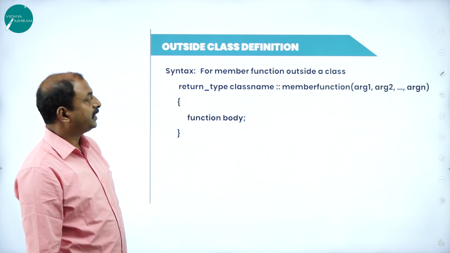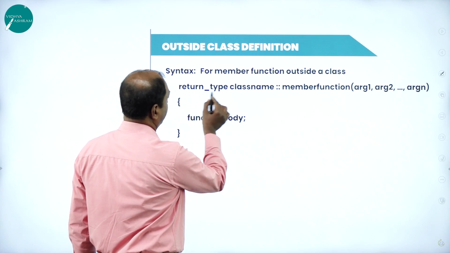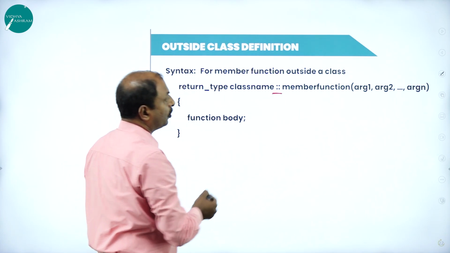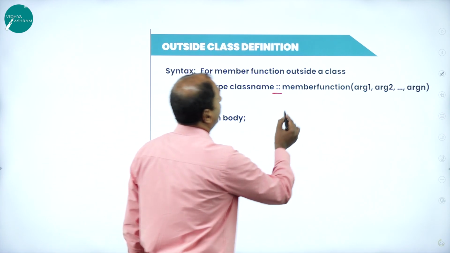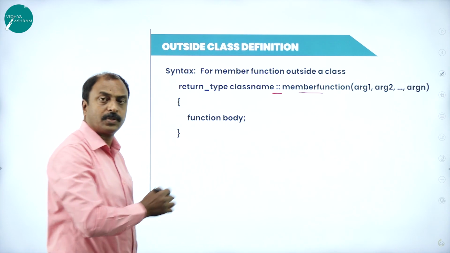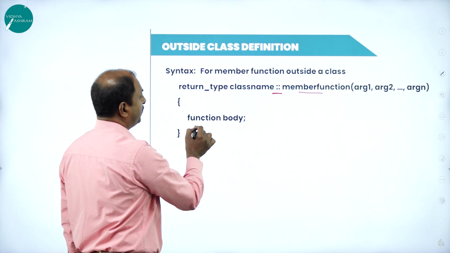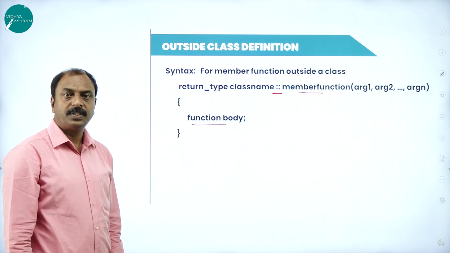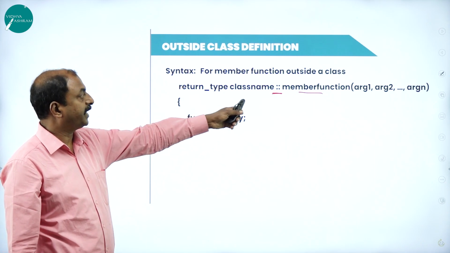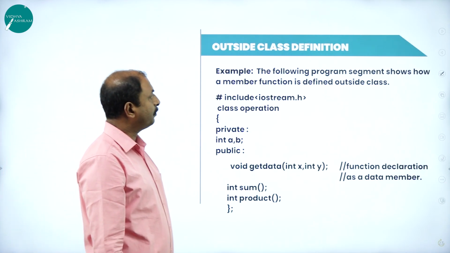Now let us see the syntax of this. The syntax is: return type, space, class name, the scope resolution operator, and the name of the member function, with arguments or without arguments, then open the bracket and close it. Within that we have the function body. This is how to define the function outside the class. This is the syntax of that. In the next slide, let us see an example.